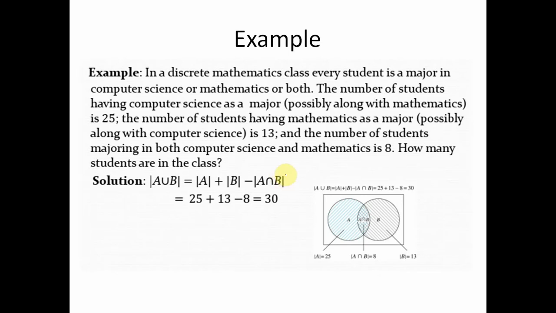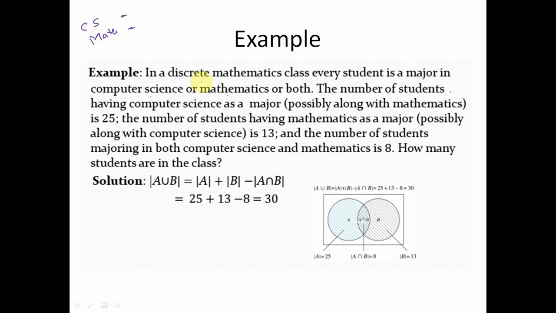Now let us see certain examples. Let's first take a very simple example. It says, in a discrete mathematics class, every student is a major in computer science or mathematics or both, right? So I have students who major in computer science, or who may major in mathematics, or who may be majoring in both. What do we mean by saying which major? They are having certain electives, certain specific subjects.